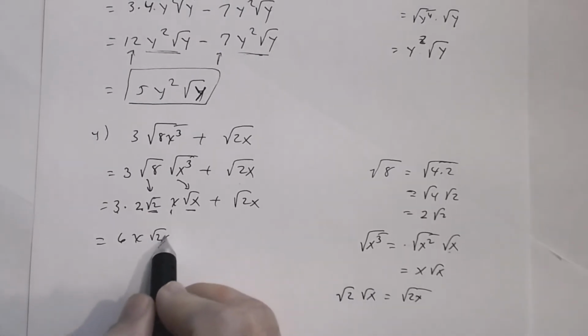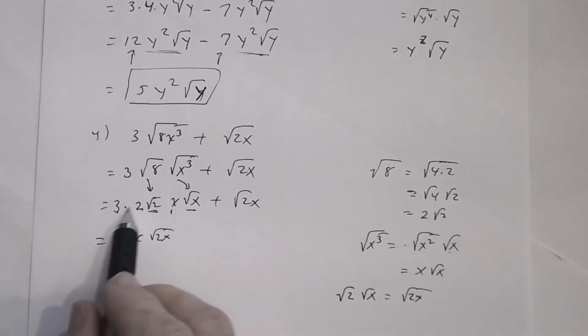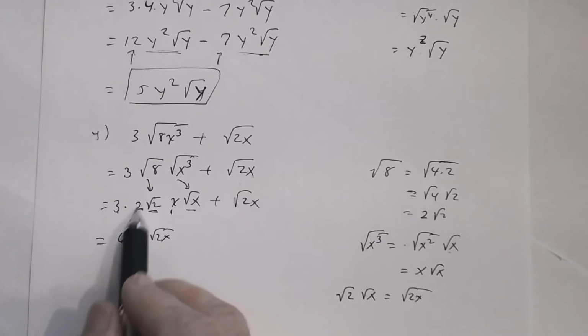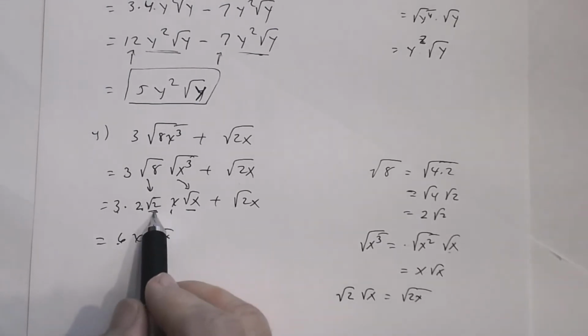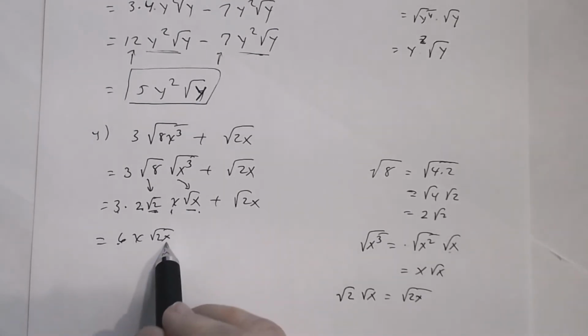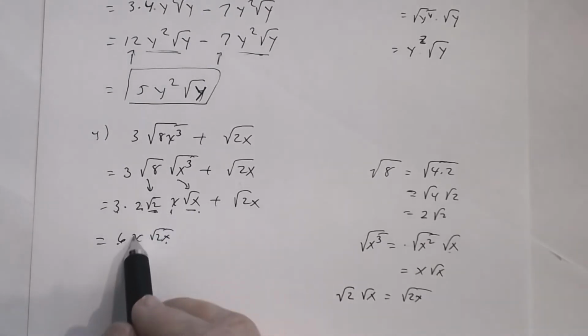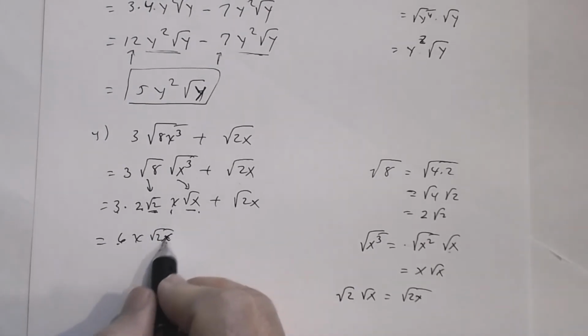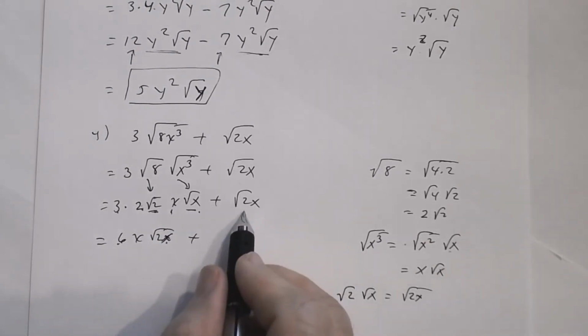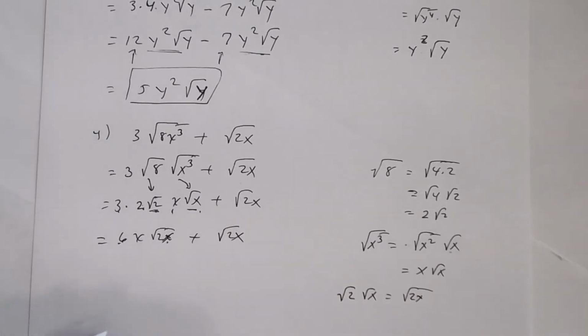Let's go ahead and do it like this. So notice that this is now this. Look, 3 times 2 is 6, right? The square root of 2 times the square root of x is the square root of 2x, and then you have that extra factor of x here. Okay? Plus, and then square root of 2x.